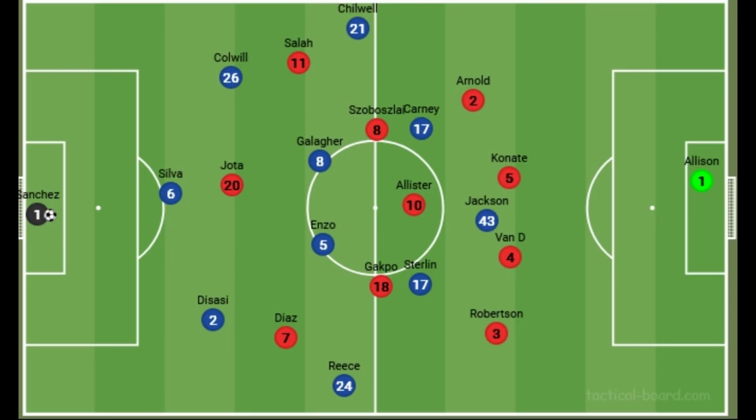Let's start with Chelsea in possession. On paper, Chelsea lined up in a 3-4-2-1 formation, while Liverpool lined up in their normal formation of 4-3-3 but without a traditional defensive midfielder, which we will touch on later on in the video.